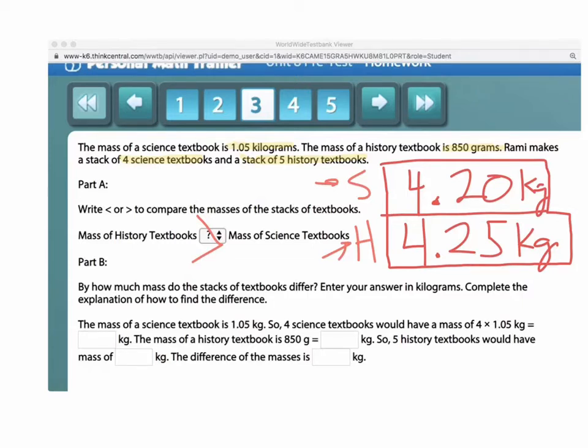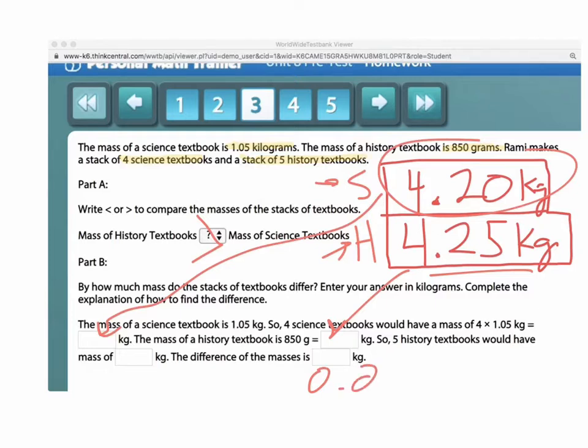So 4 science textbooks have a mass of 4.20, so that's my mass right there. And 5 of those is 4.25, so that's my mass there. So that goes there, and that goes there. And the total difference would be 0.05.